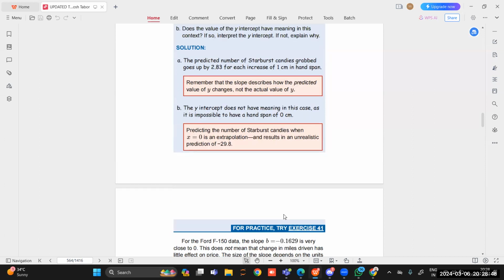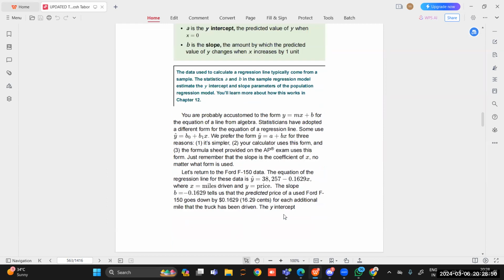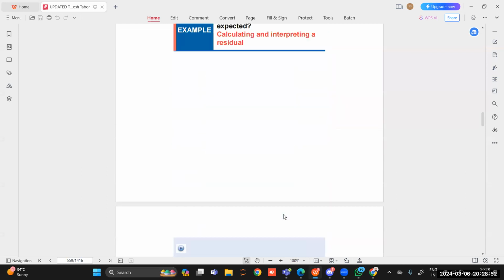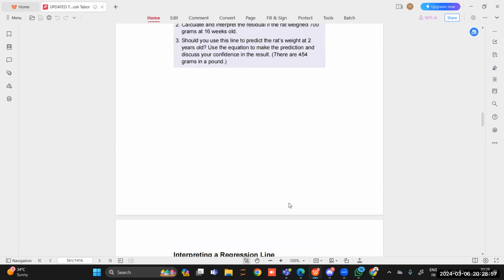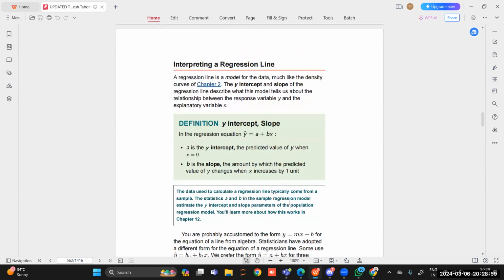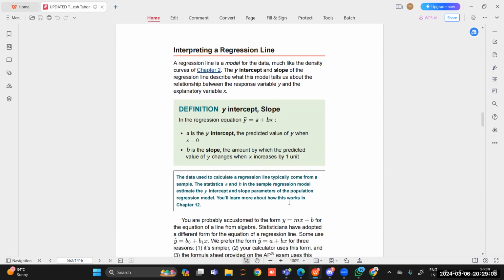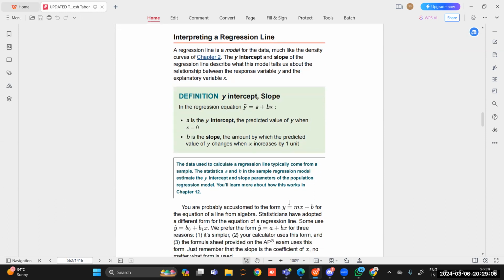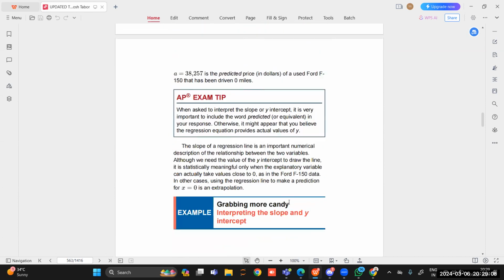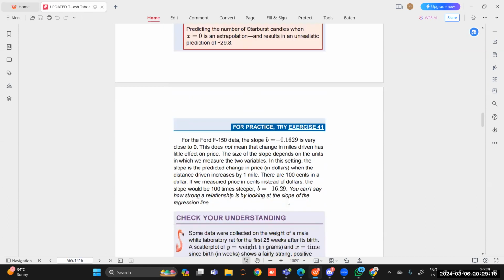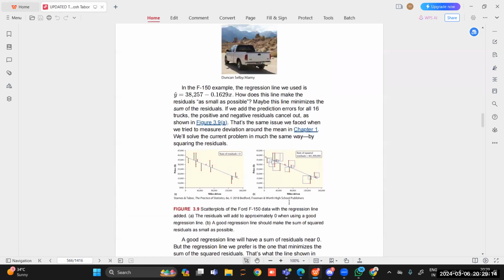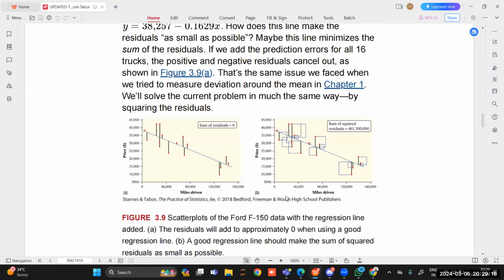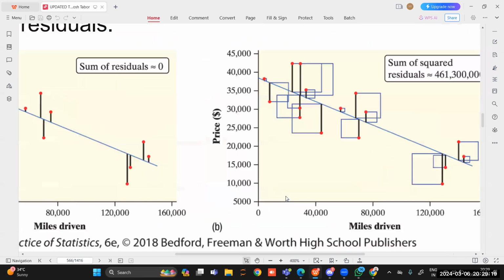Okay. So least square regression, we'll come on to that. We have seen how we used to predict the value using the regression, and in interpreting a regression line, what is A and what is B. B was the slope and A was the y-intercept. Now we come on to this example that we had discussed.